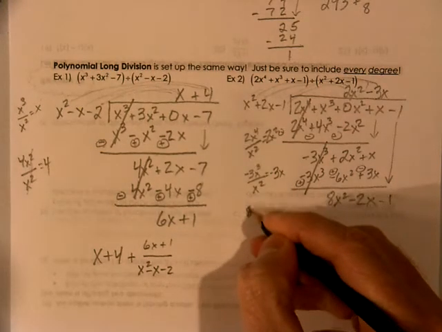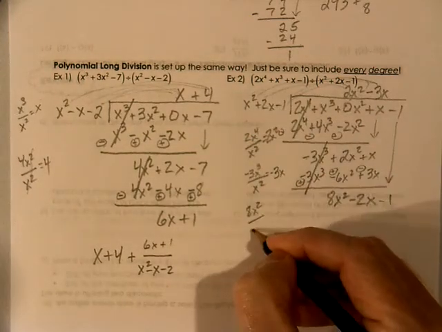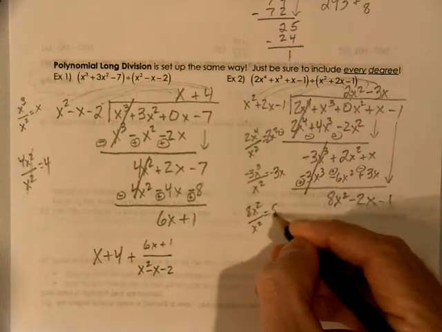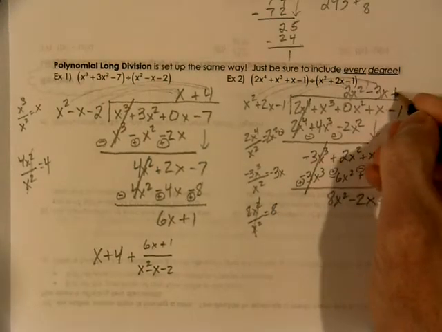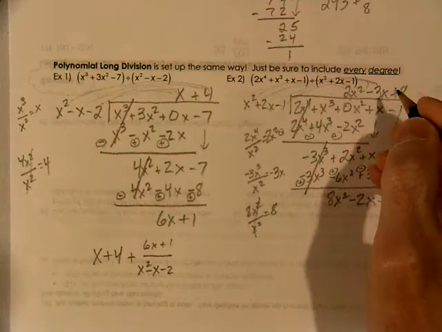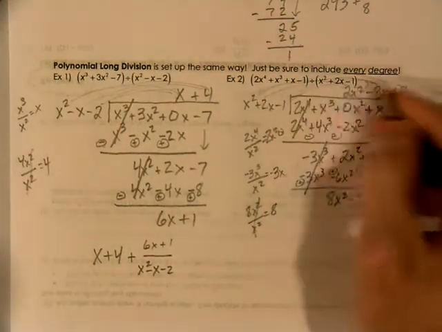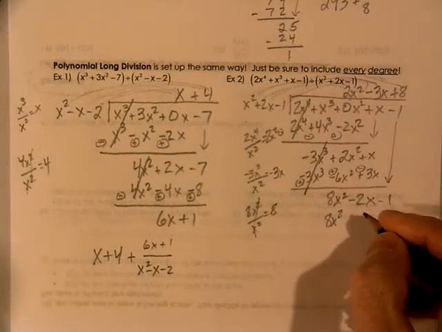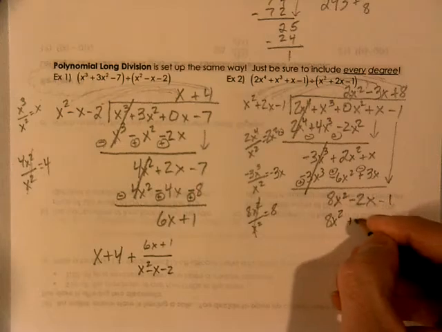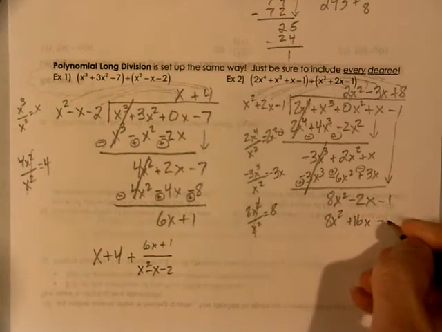And then we take our 8x squared, divide it by x squared, and we get just 8. Those cross out completely. So we have a plus 8 sitting at the top. And you distribute that through to get 8x squared plus 16x minus 8.